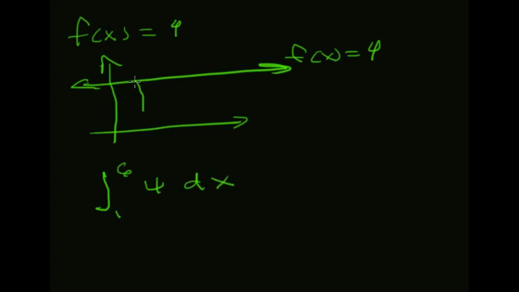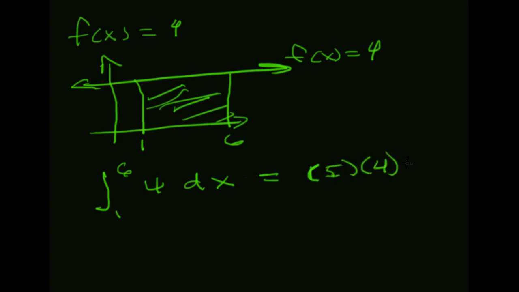Well, then I put my line down here at 1. I put my other line down here at 6. And that integral is this area right here. Well, the width of that area is 5. Its height is 4. And 5 times 4, lo and behold, is 20. There we go. I have calculated an integral by simply doing multiplication.